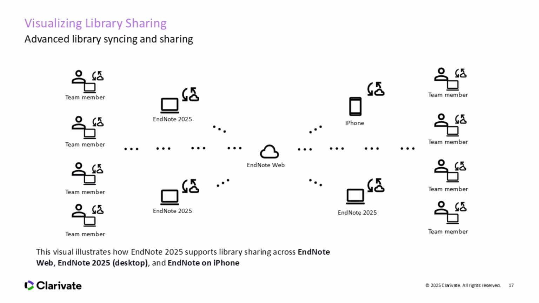You can see how a shared library syncs seamlessly between EndNote Web, EndNote 2025 desktop, and EndNote 2025 on iPhone, allowing team members to collaborate no matter where they are or which device they are using. This flexibility ensures that everyone on the team has access to the latest references and attachments. The visual also highlights multiple team members who are actively collaborating through library sharing, showcasing the power of team-based research.